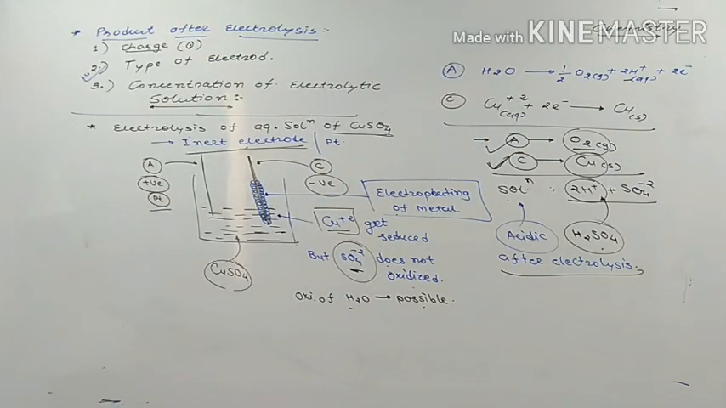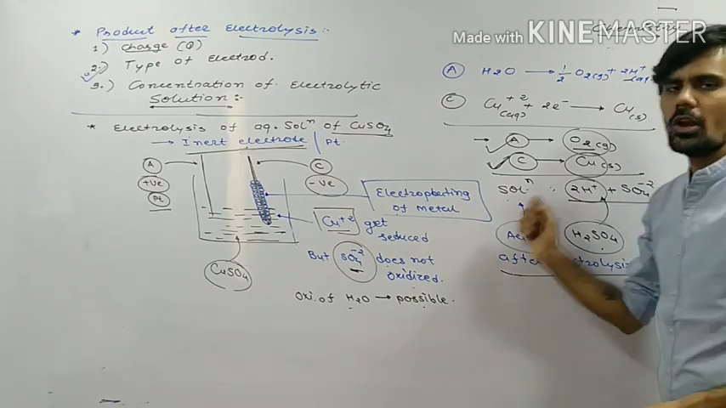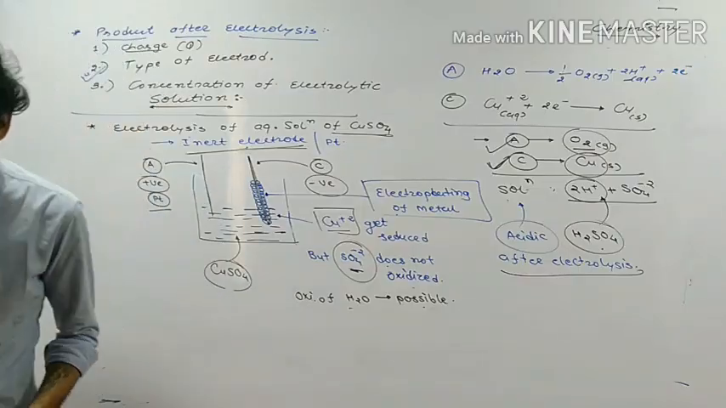Repeat: if we are using copper as an electrode, the product should be copper sulfate. Okay. If we are using an inert electrode, then the product should be oxygen on anode, copper on cathode, and H2SO4 in solution. Fine? Okay.